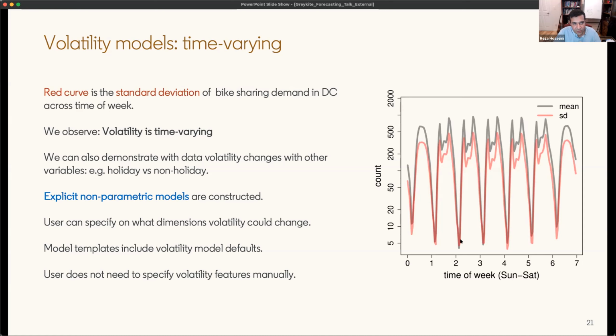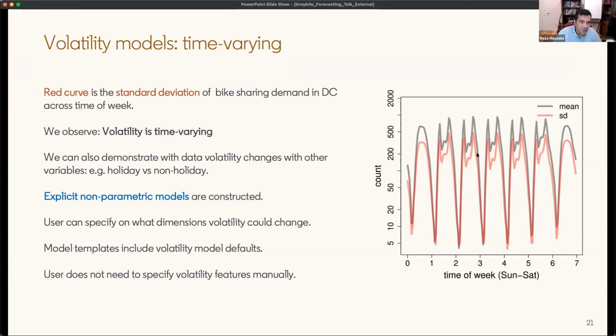So just to show you how volatility can change with time, this is again bike sharing data. The red curve is basically the standard deviations coming from the observations. For every time in the week, you can calculate how variable it is. And you can see the standard deviations are changing with time. So we allow for that. In the volatility model, you can specify features to allow for that.